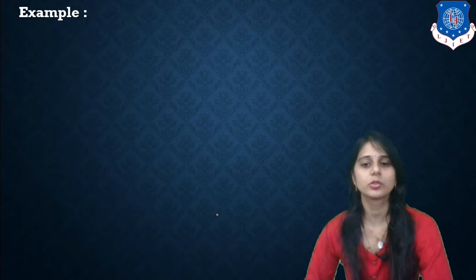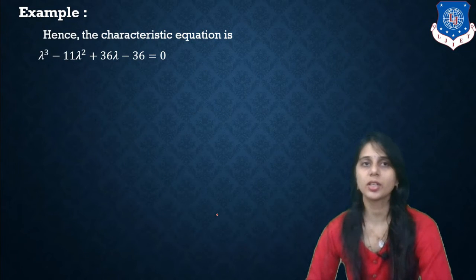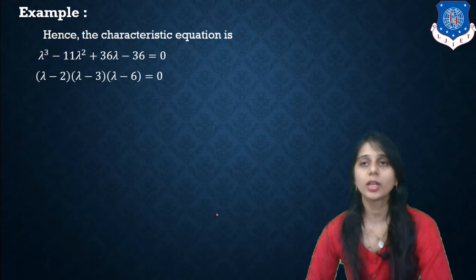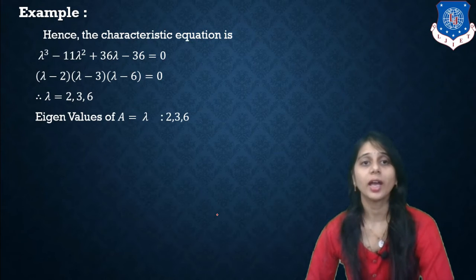Now put all the values in the characteristic equation. We get lambda cube minus 11 lambda square plus 36 lambda minus 36. So we get the value of lambda: lambda equal to 2, 3 and 6. The eigenvalues of A are lambda equal to 2, 3, 6.